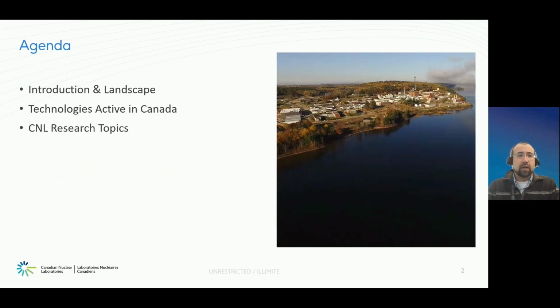So, a bit of an agenda: I will introduce CNL briefly and outline the landscape of advanced reactors and SMRs in Canada today. I'll briefly discuss the different technologies that are active on the Canadian landscape, including noting a few design characteristics that may be relevant for impacting potential for nuclear workers or population exposures under different scenarios. And I'll also discuss some of the work that we have ongoing at CNL related to these crucial topics.